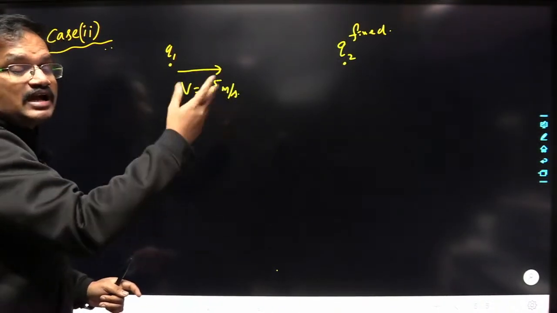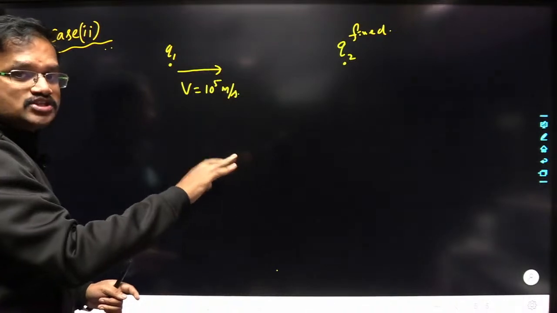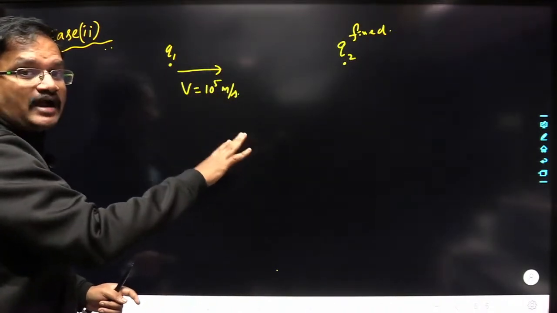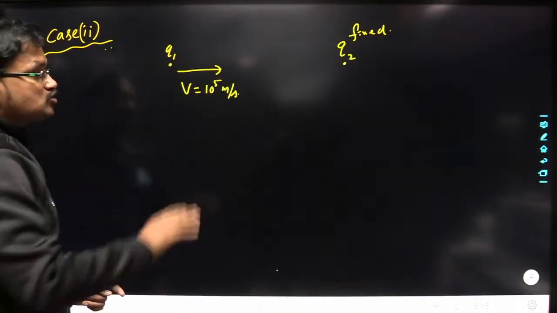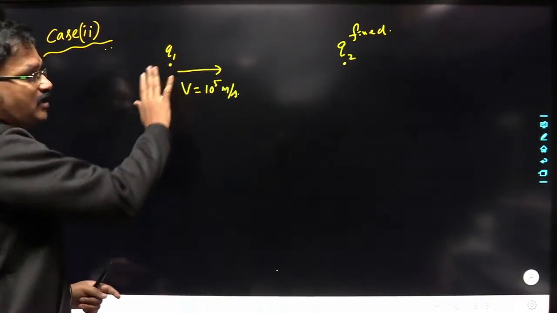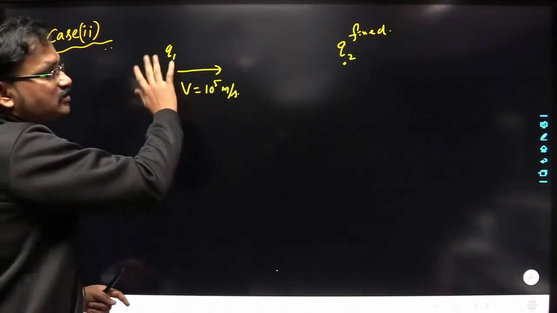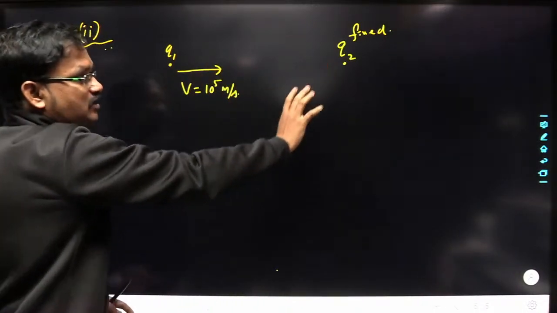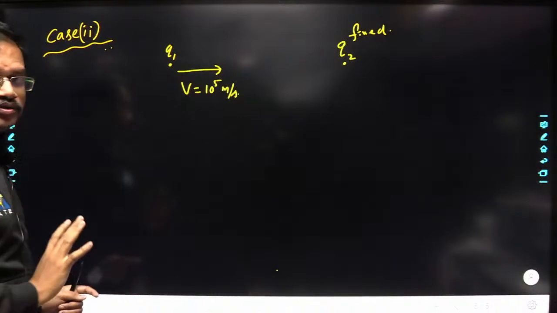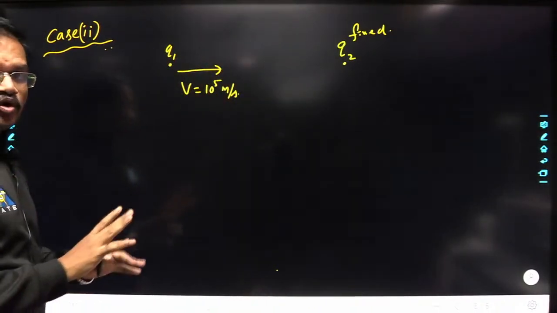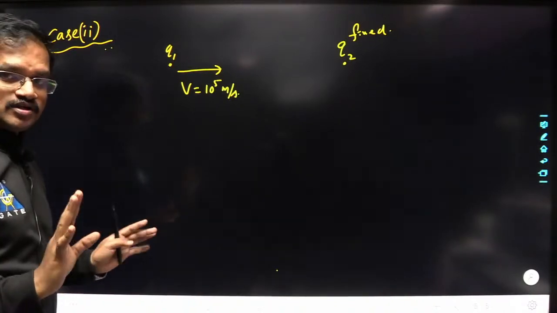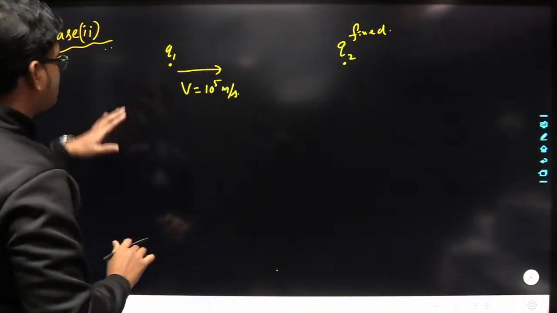Understood? That means the kinetic energy is also going to change. That means the net force acting on the object is not equal to 0. So the only force acting on this charge here is the force exerted by the field produced by Q2. Only field force is acting on this charge. No other forces are acting on this charge. So this is case 2 here.